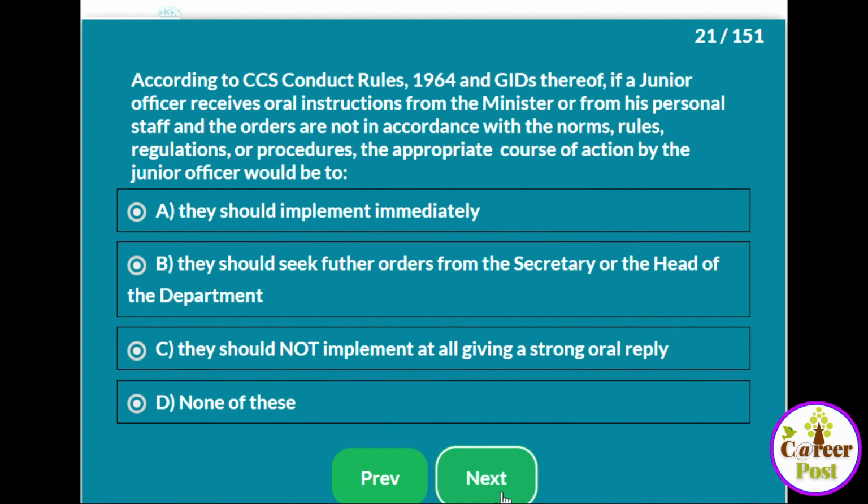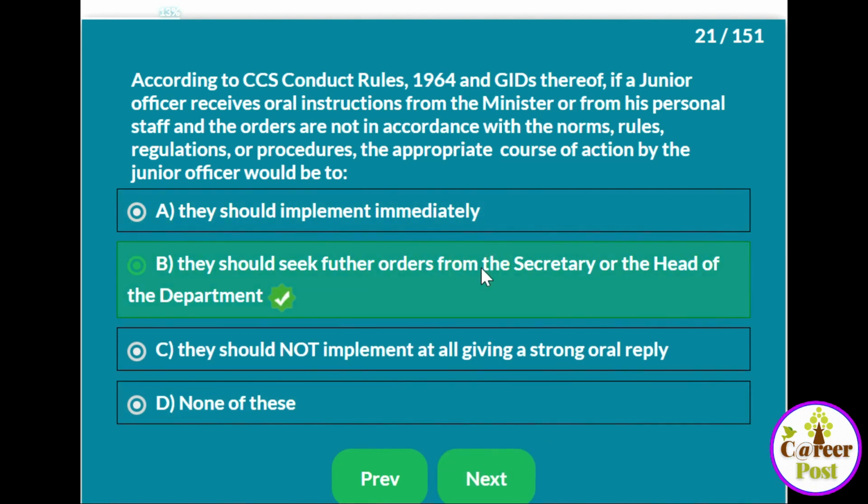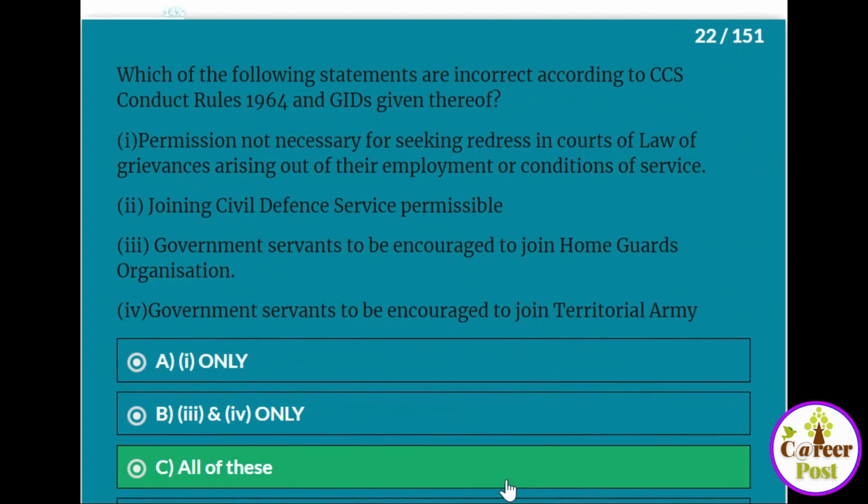and regulations or procedures. The appropriate course of action should be: they should implement it, they should seek further orders from the secretary or the head of the department, they should not implement it at all, giving a strong oral reply, or none of these. Either way, it should be that they should seek further orders from the secretary or the head of the department. Which of the following statements are incorrect according to CCS Conduct Rules 1964 and GIDs thereof?